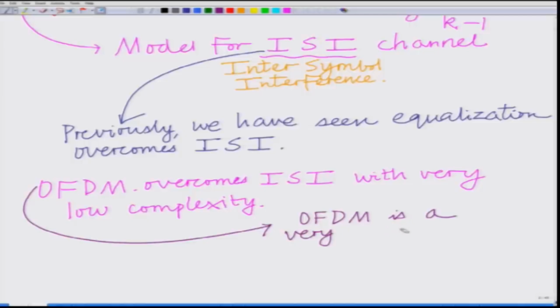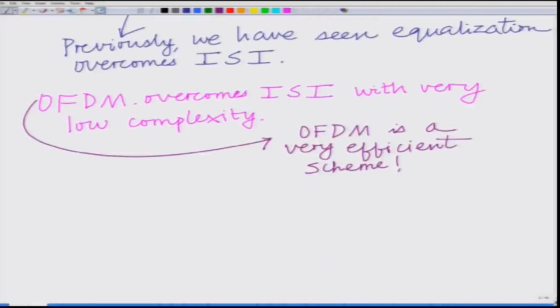OFDM is a very efficient scheme, and that is what has made OFDM such a cutting edge wireless technology for employment in the various 4G wireless standards such as LTE, WiMAX, and also the Wi-Fi standards that we have talked about. Now, I am going to first describe the system model, that is how this OFDM based wireless communication works, and then we are going to look at how to perform estimation in the context of an OFDM system.